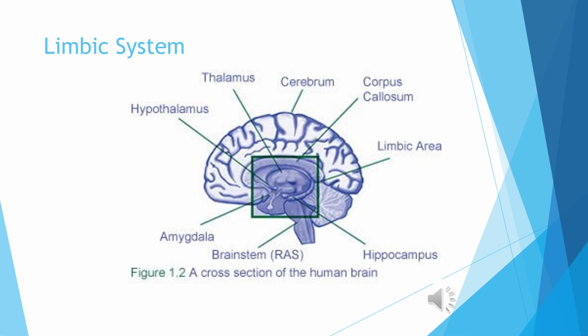The other area is the reticular activating system in the brainstem, and that's all part of that brainstem that we talked about that helps control and monitor arousal.